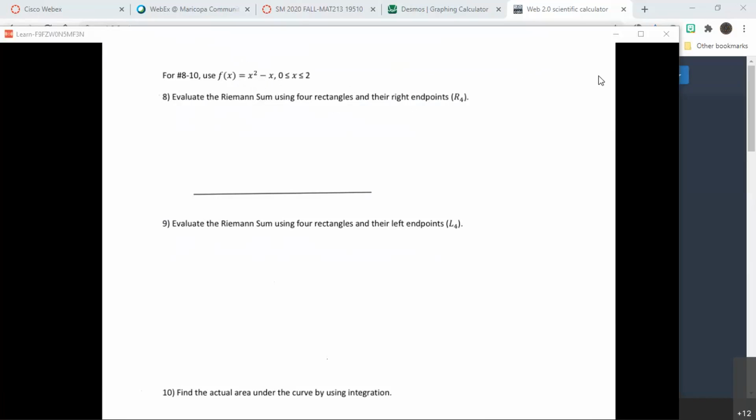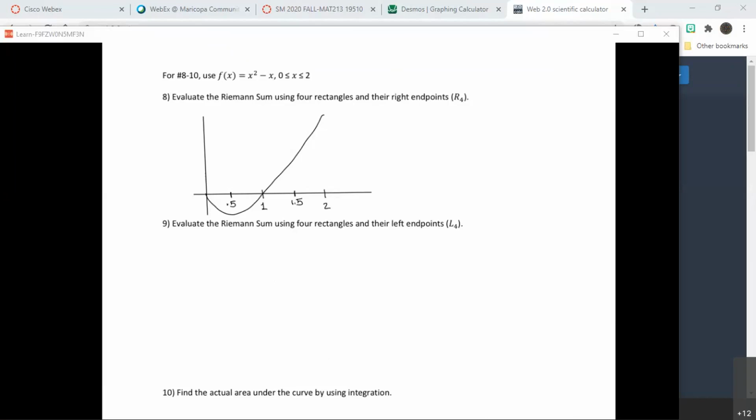If you were to graph this function, it would look something like this. So I have 1 and 2. That's the interval I'm graphing on. Then they want you to use 4 right endpoint rectangles. In order to get 4 of them in here, I'm going to have to divide these in half. So this is going to be 0.5, and this is going to be 1.5.